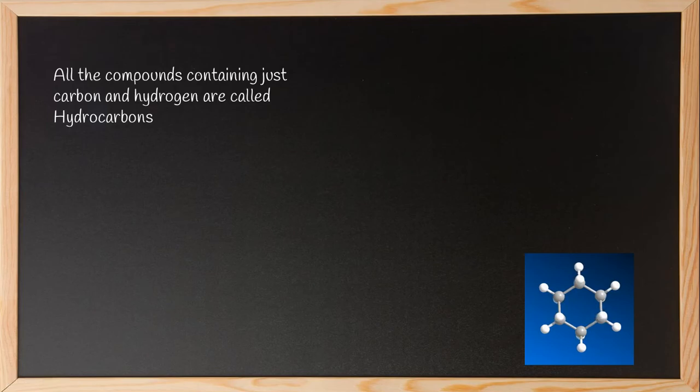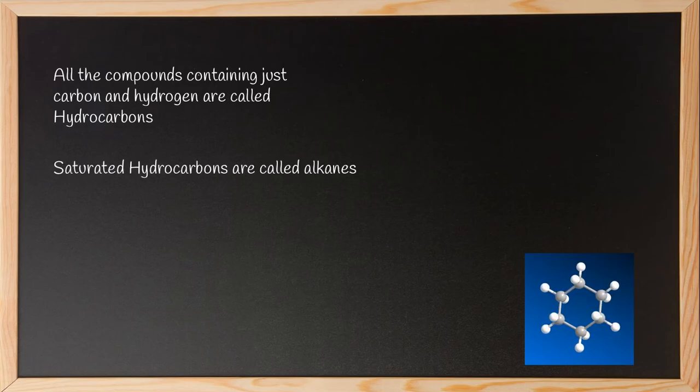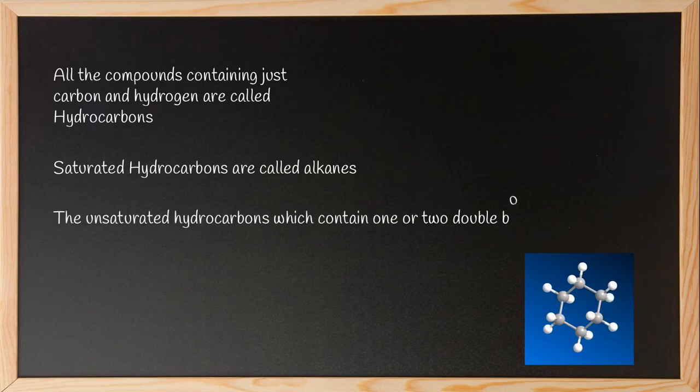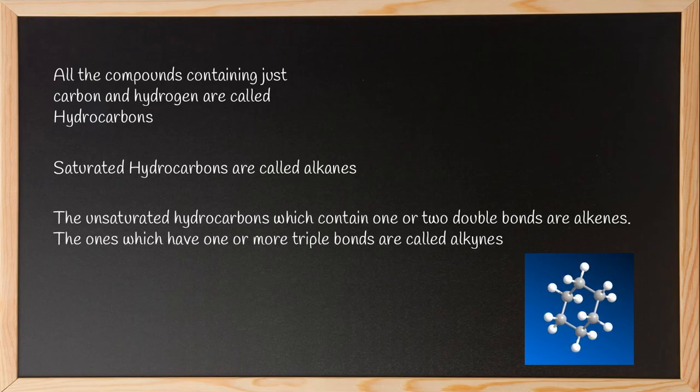All the compounds containing just carbon and hydrogen are called hydrocarbons because they have only carbon and hydrogen. Saturated hydrocarbons are called alkanes. If a single bond is present in a compound exclusively, then they are called saturated compounds, and obviously they are less reactive. Unsaturated hydrocarbons contain one or more double bonds or triple bonds. If there is a double bond, it is called an alkene. If there is a triple bond, we call it an alkyne.